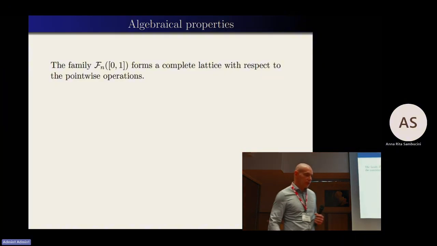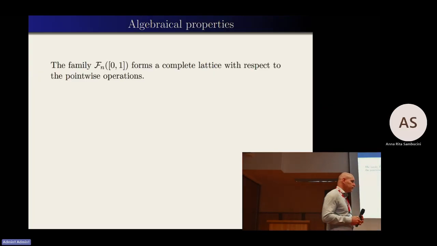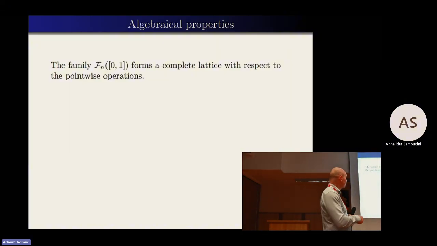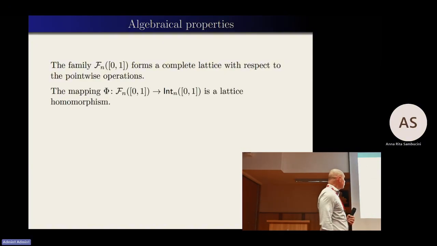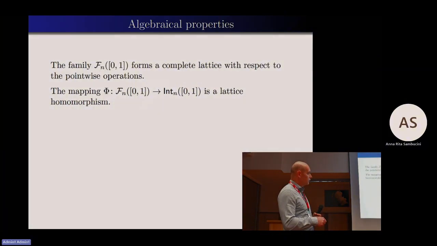It is not closed under addition or multiplication. So generally it does not have the structure of a vector space. So we mainly consider its lattice structure, and it is well known that this class of all these functions forms a complete lattice with respect to the pointwise operations of suprema and infima. So it can be shown that this correspondence, this mapping, is in fact a lattice homomorphism.